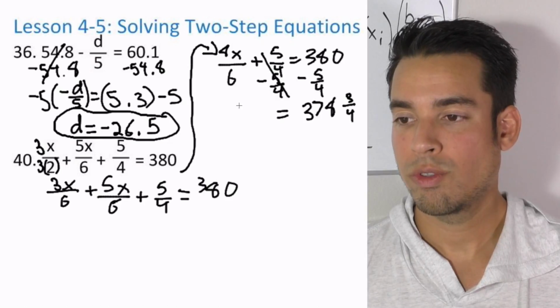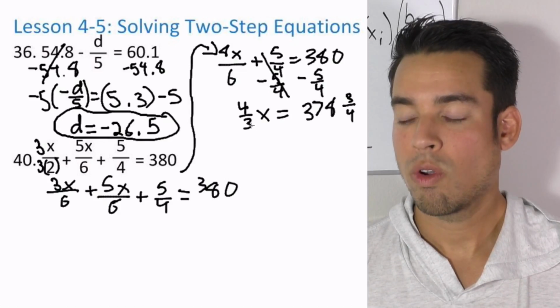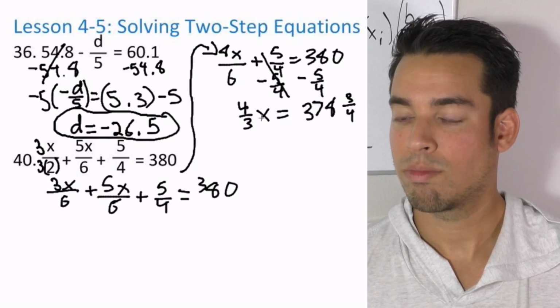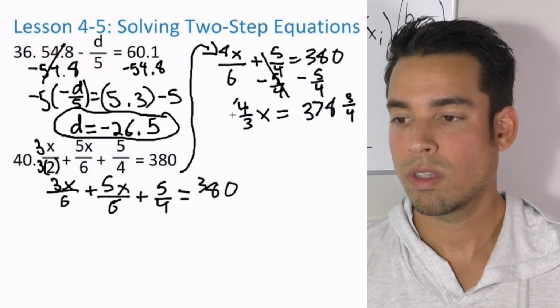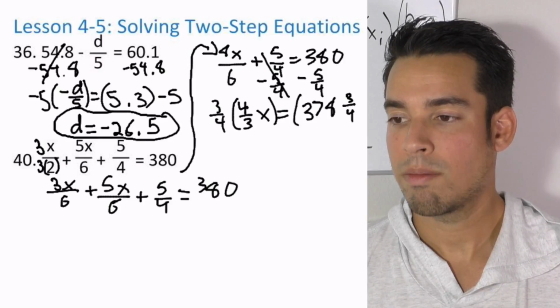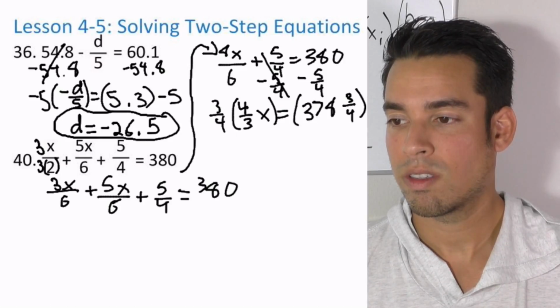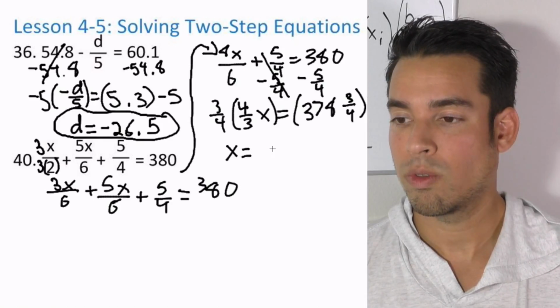8 over 6. Let's reduce that 8 over 6 to 4 over 3, right? We're going to divide both of those by 2. We got 4 over 3, and now we're looking pretty good. Now, last step, we want to get rid of this 4/3, so we're going to multiply both sides by 3/4. This is a pretty intense problem. Now we have x equals.